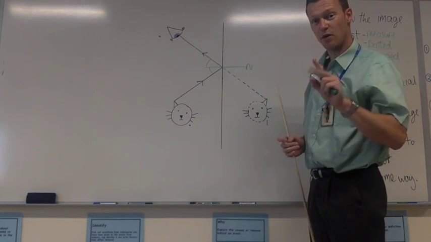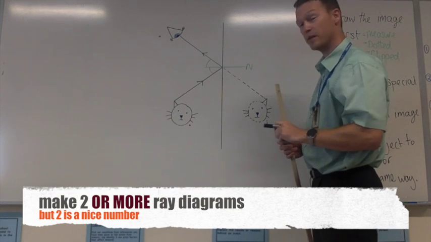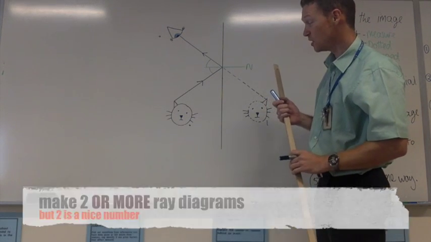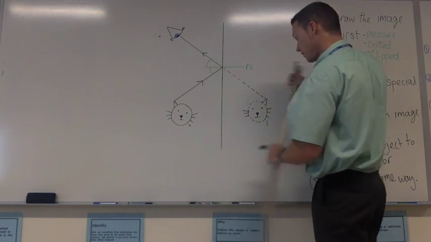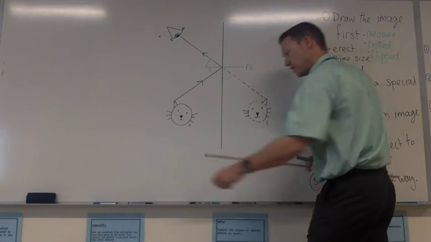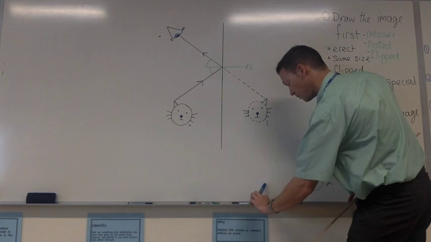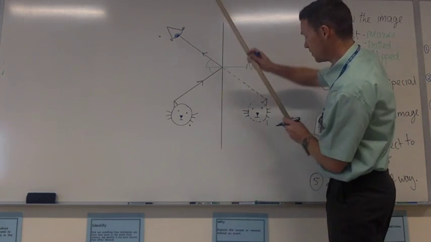Because we're doing a ray diagram, we always choose 2 points. So we're going to choose another point. I'm going to choose the cat's nose. So we do the same thing. I'm going to change colour. I'm going to go blue, just so it stands out a bit differently from the black I used before.